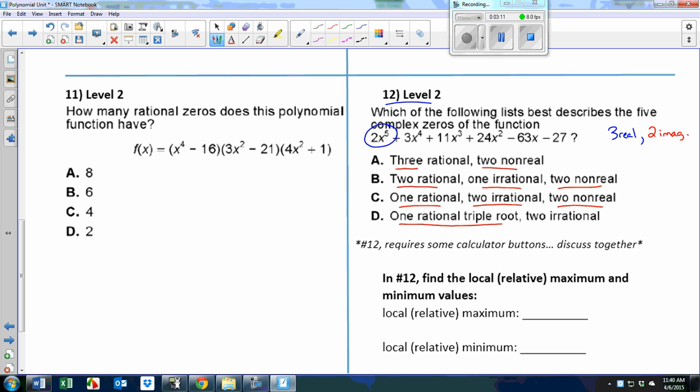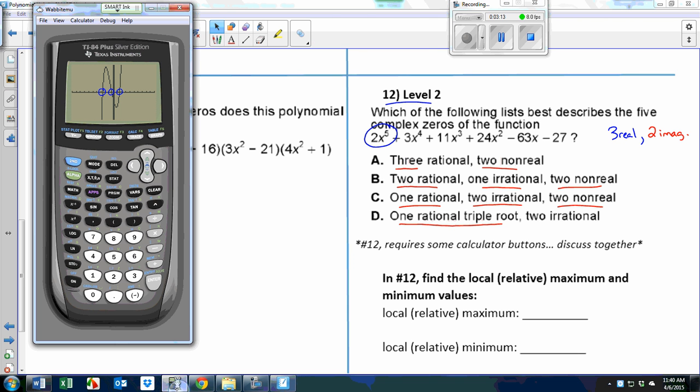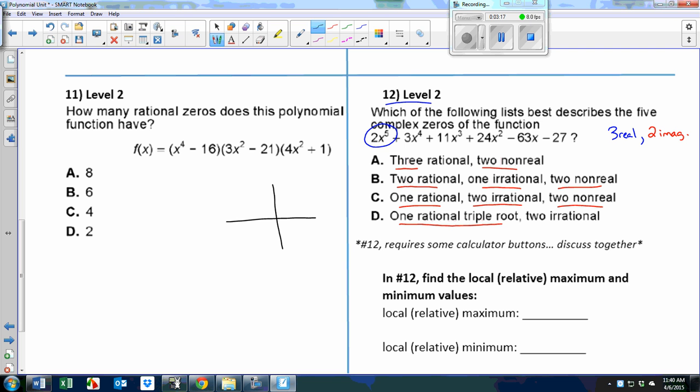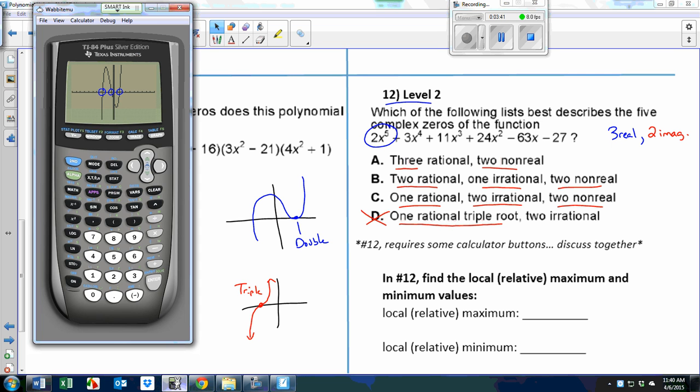What's a triple root? Remember that a double root would be a place on the x-axis where, if a function did this and touched right there, that was a double root. A triple root kind of slid through the x-axis as it grew. So that would have been a triple. We're not looking at a triple or double root, so it's not D. But now we don't know about the others. We've got to investigate further.